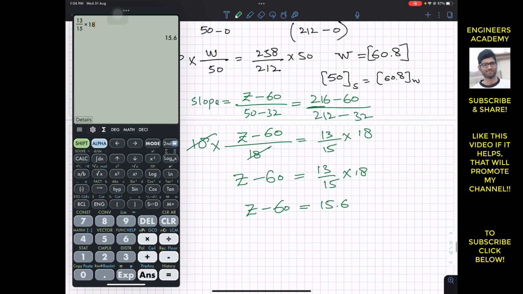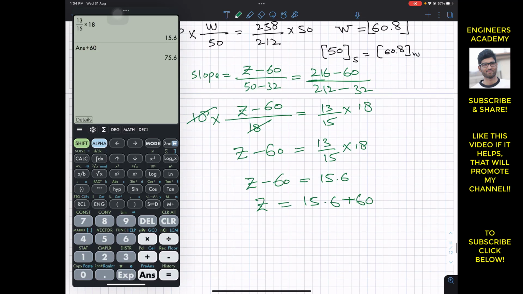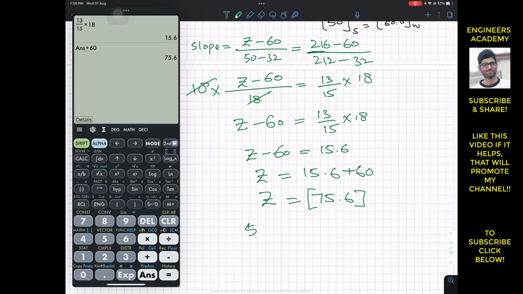Now we need to add 60 to both sides of the equation. So we will have z equals 15.6 plus 60, which is 75.6. So Zillies is equal to 75.6 when Smoots is equal to 50. So we can say that 50 Smoots is equal to 75.6 Zillies.